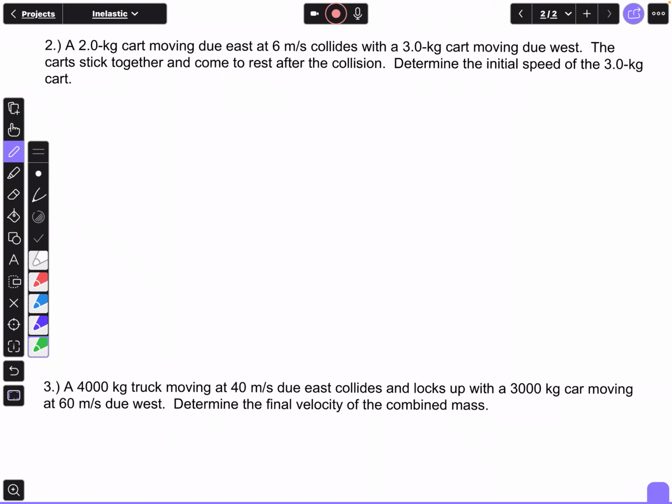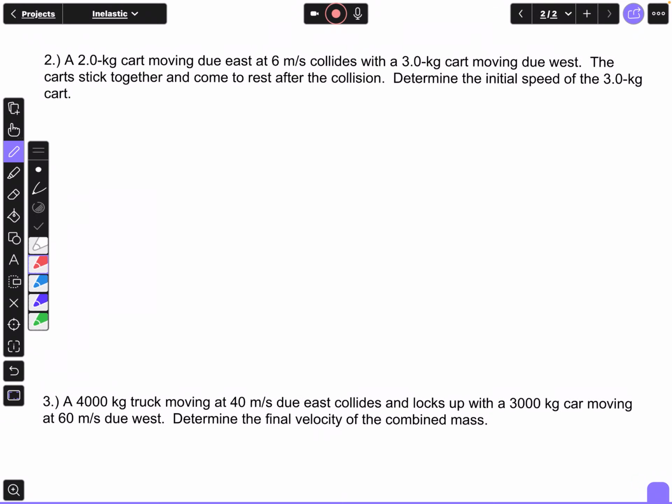Alright, so I'm going to pick what's going to be M1 and M2. M1, I'm going to say, is the first object there. It's a 2.0 kilogram cart. That's my M1. My M2 is going to be the 3.0 kilogram cart. So I'm going to draw my initial momentums, and I have this cart. It is 2.0 kilograms. It's moving due east at 6 meters per second, so it's moving that way.